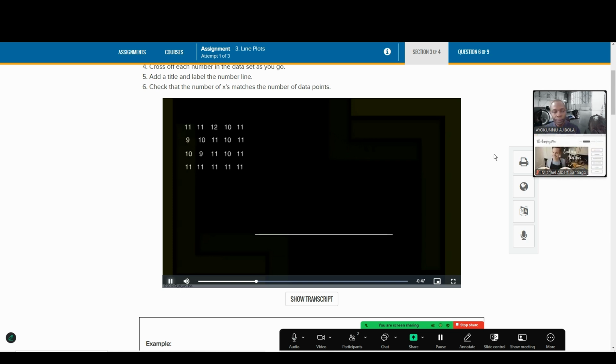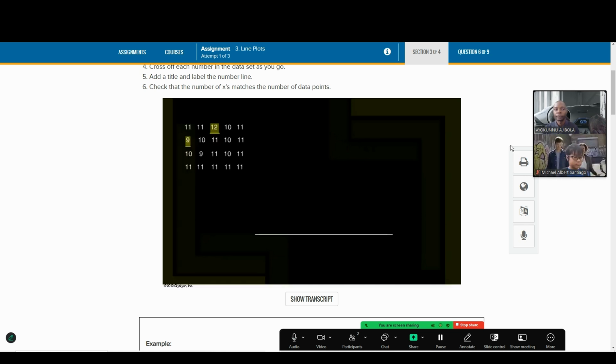Next, find the extreme values. Spacing each number evenly, write the numbers from the minimum to the maximum. Label the number line. Draw an X for each number in the dataset, placing it in the correct column.